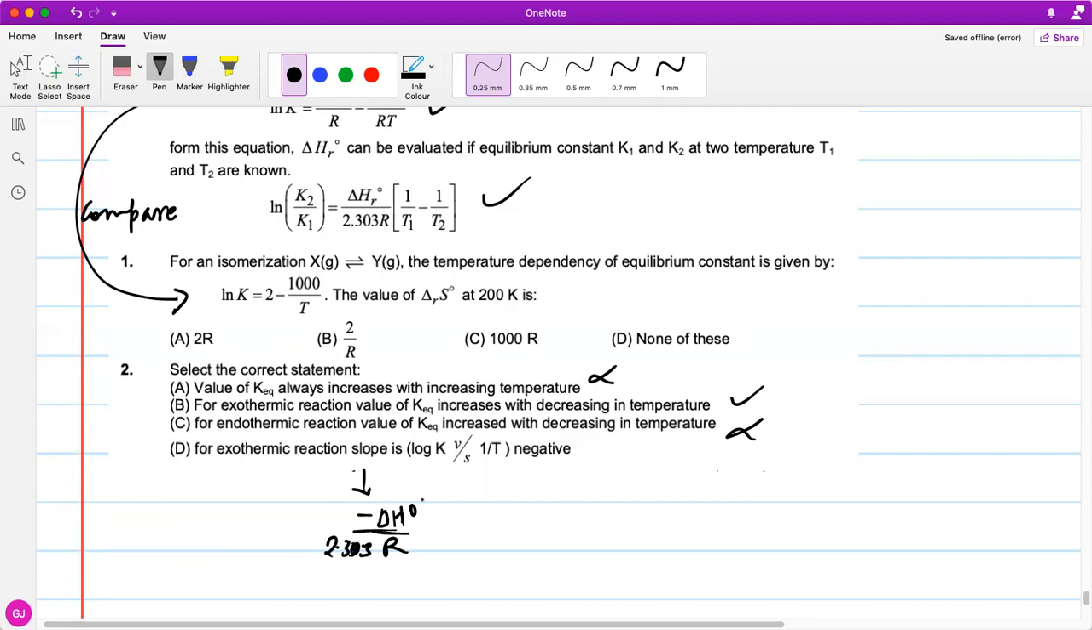However, for an exothermic reaction, the slope will be negative into negative, positive. So this is also an incorrect option, right? Then you look at the third question, in which again there is a graph that is given to you.